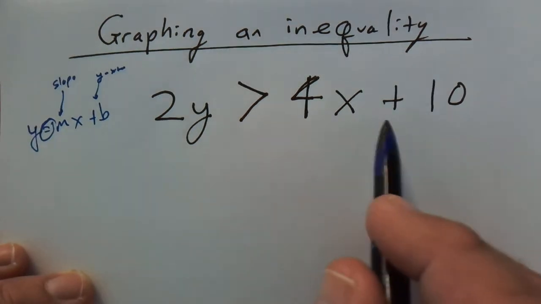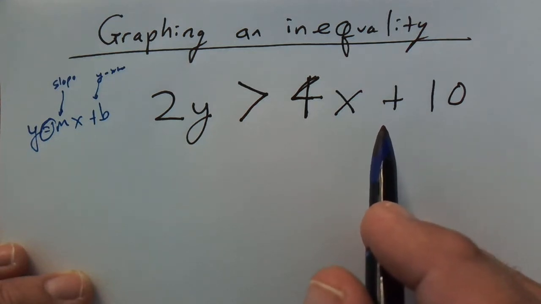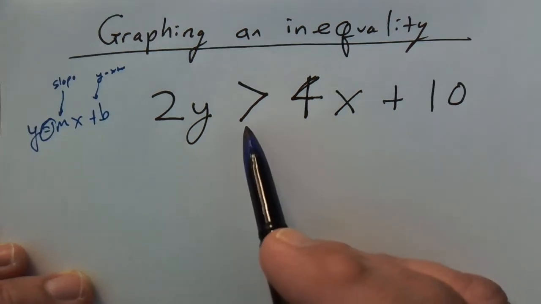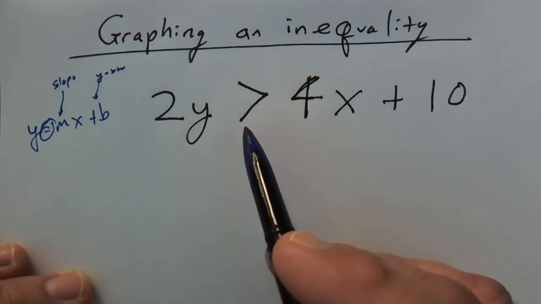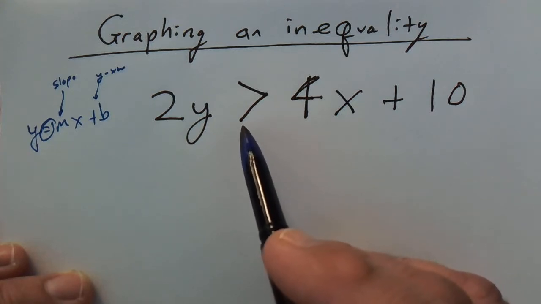We're going to work with this and manipulate it just like a regular linear equation, in other words, an equation for a line. The only difference is because we have the inequality, we have to watch out for whether or not we divide by or multiply by a negative. If we divide by or multiply by a negative, then we have to flip this sign. But we'll get to that in a moment.